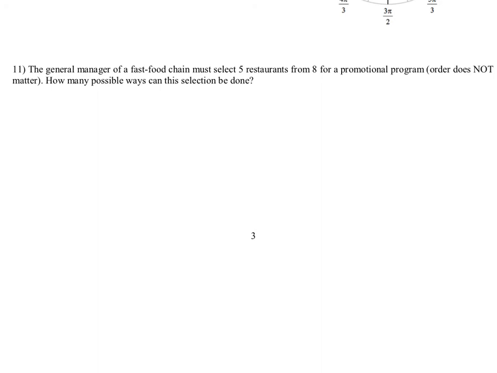All right, so the last problem is: the general manager of a fast food chain must select 5 restaurants from 8 for a promotional program. Order does not matter. How many possible ways can this selection be done?